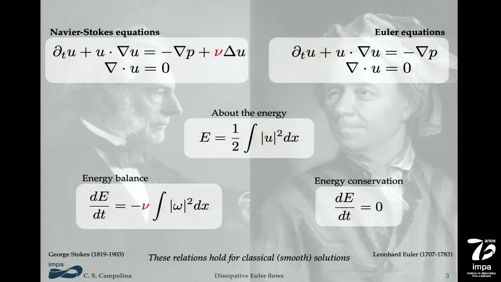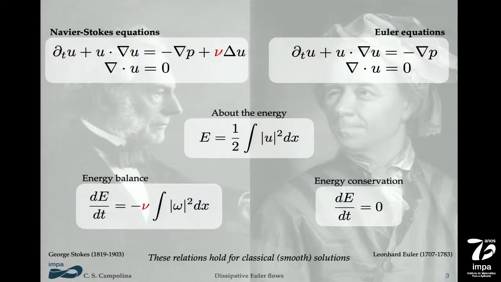But let us recall that these relations hold for classical smooth solutions. This holds for classical solutions exactly because in the deductions we use a lot of things about differentiability, like integration by parts. We assume differentiability and all properties like that. So in some sense, we are always talking about smooth solutions when we talk about energy conservation in the Euler equations.